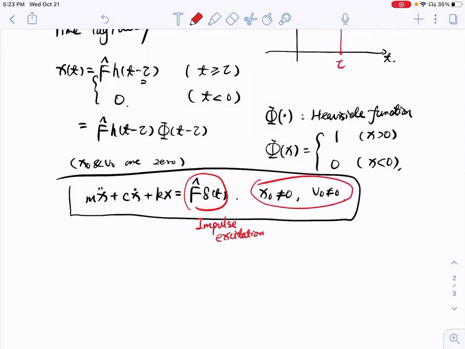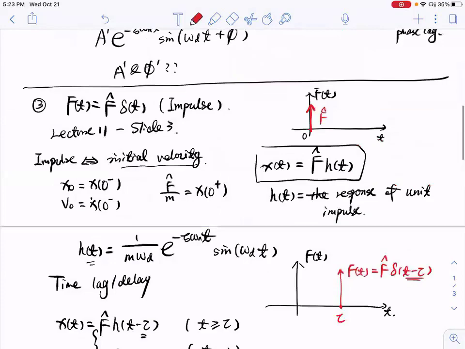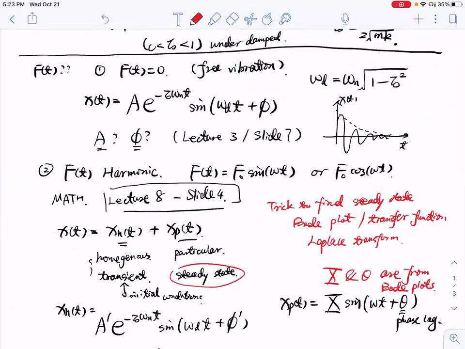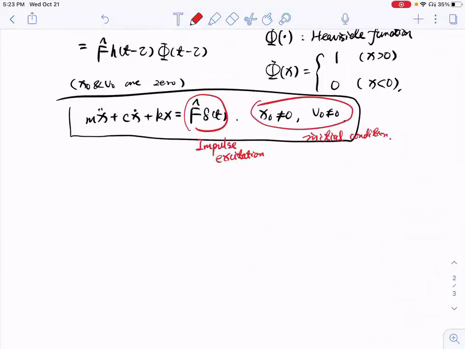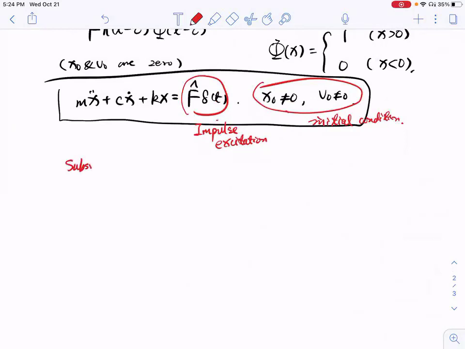But you also have initial condition. So your initial condition is also a type of excitation. That's the first type, that's the free vibration. So that's why you also have to consider that as one type of excitation. So that means you have 2 excitations, so you have to divide your system into 2 subsystems.